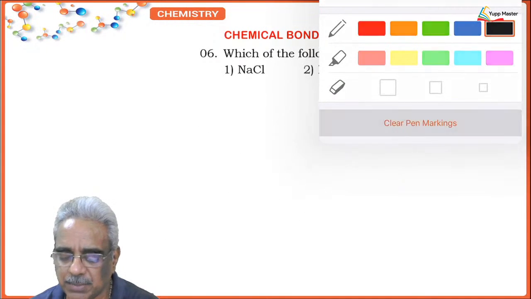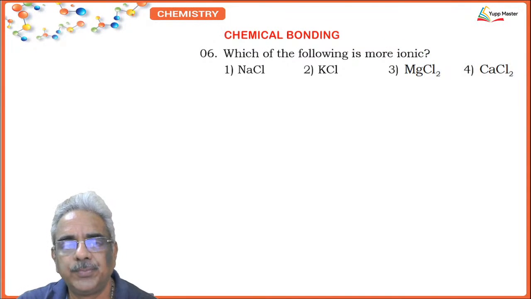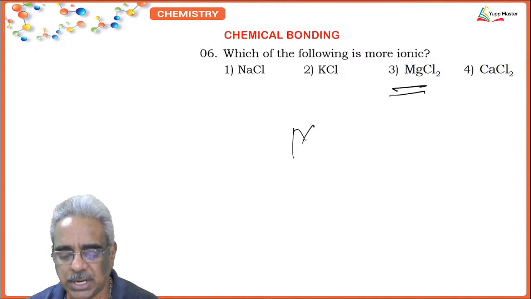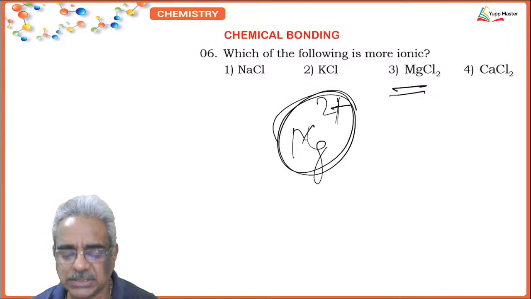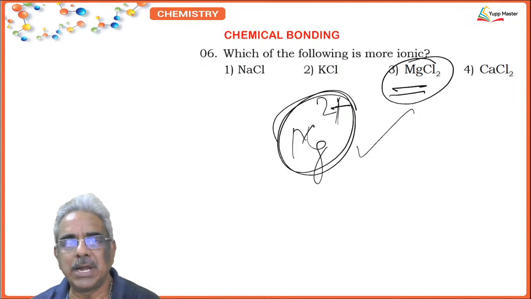Now at the same time, can we identify which is the least ionic among these 4? Very simple. Least ionic we want. So magnesium has got high charge and less size. The charge is more, size is less. So it is most polarizing. So least ionic. So dear students, this will be more covalent in nature than ionic comparatively.